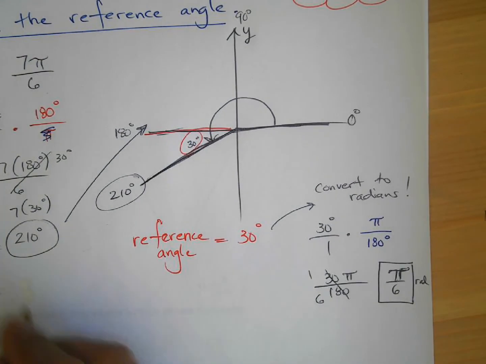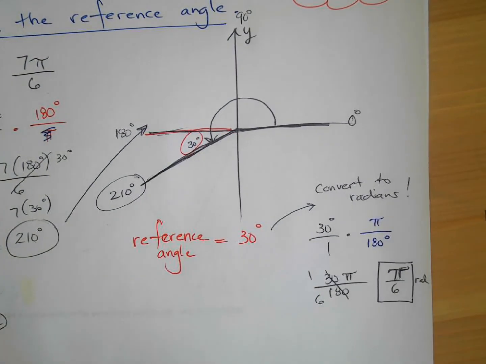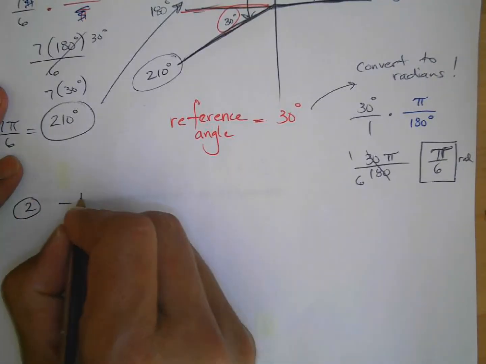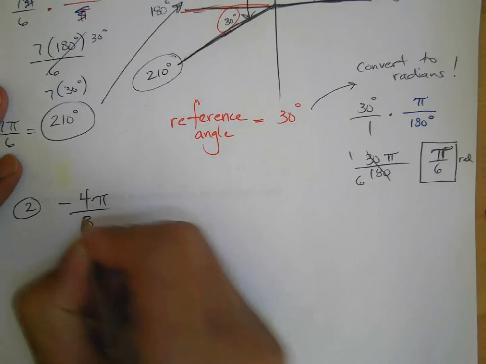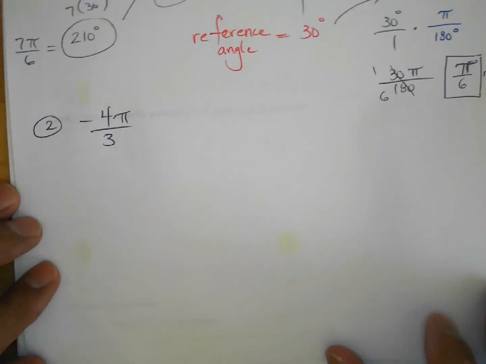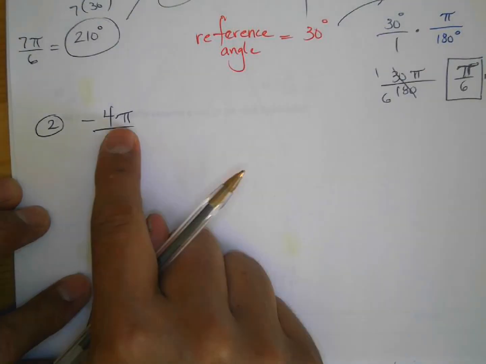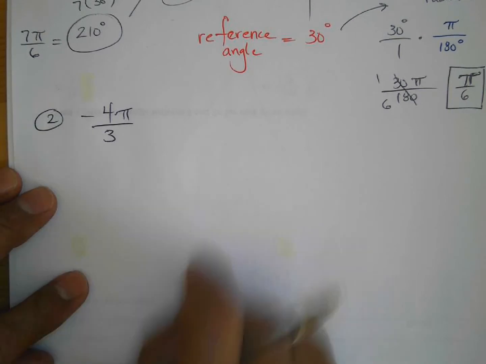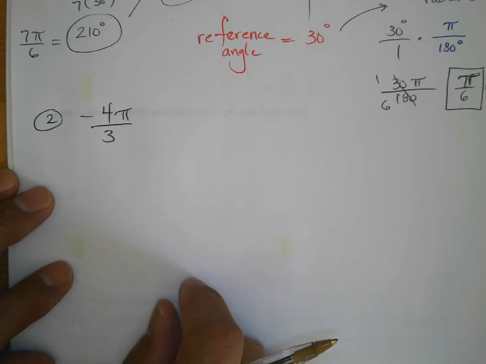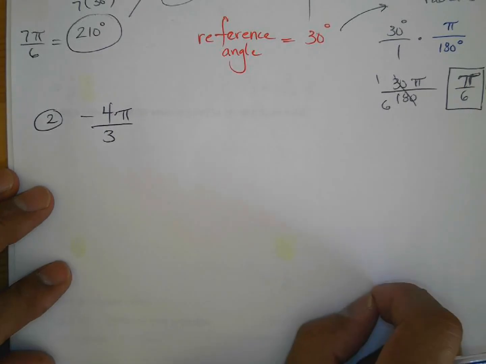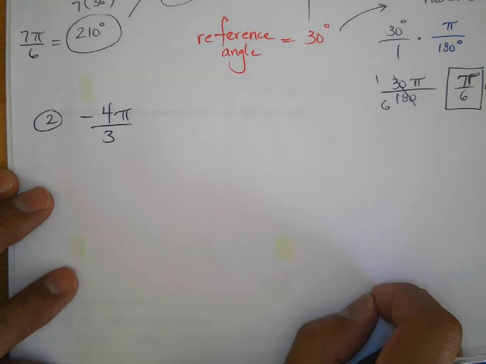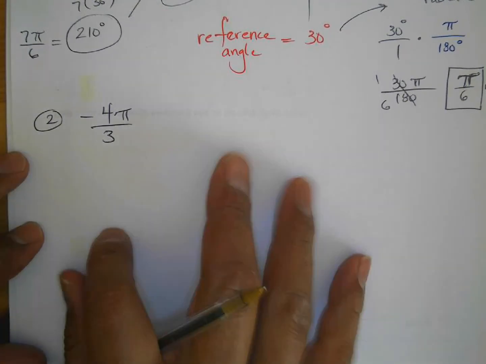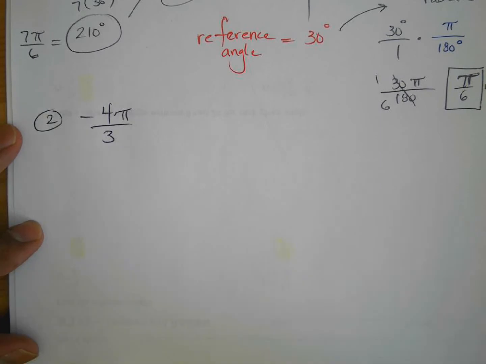Let's do another one like this, number 2. What if they give you a negative 4 pi over 3, and you have to find the reference angle? Well, again, we don't want to work in radians. We're going to work in degrees. We're going to get the answer in degrees, and then you're going to convert it back to radians, right? So we're going to start with radians, and we're going to end with radians. But the middle work, all the thinking that you're doing, is in degrees.